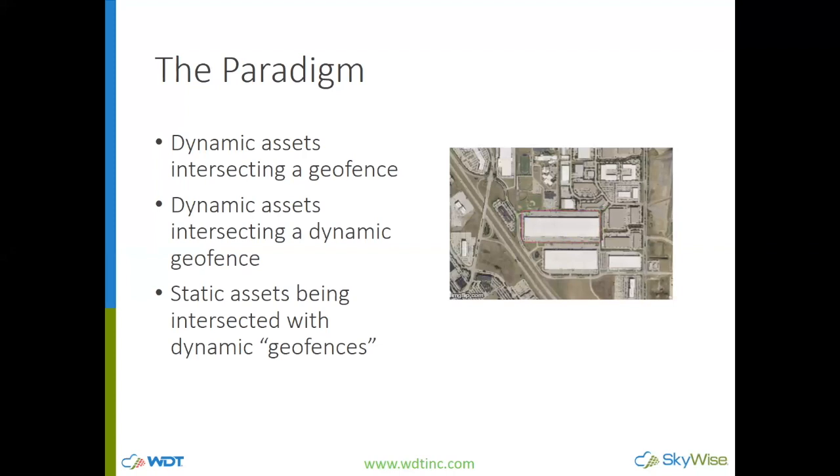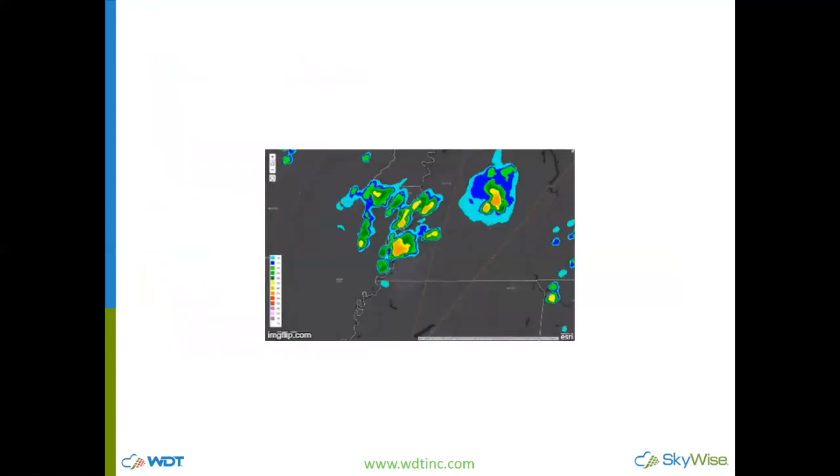And then the one that we're going to talk about, the example that I'm going to walk through here, is a static asset being intersected with dynamic geofences. That's typically what we see our customers do, whether it's assets that they have for their business, offices, substations, power lines, all that kind of stuff, being intersected with dynamic weather data that's rapidly updating.